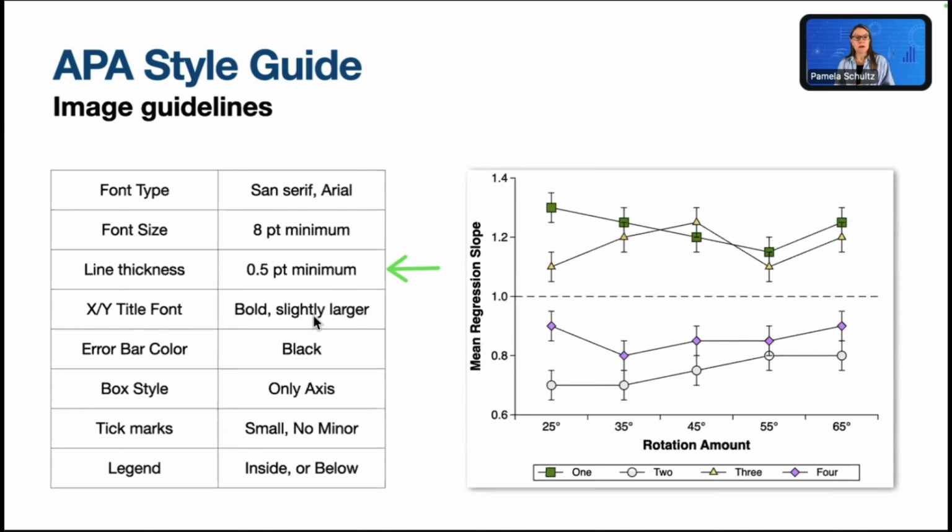XY title font, you can make that, again, bold. The error bar color, in DataGraph, we actually have a default of red, but here you want to change this to black. The box style is an option you have within DataGraph, which we've actually improved, giving you more options for this. But here, what you see is the box style means the style of what's around the XY coordinate system. And in this version, the option in DataGraph that would match would be called only axis. Again, tick marks, no minor tick marks, they tend to be smaller.